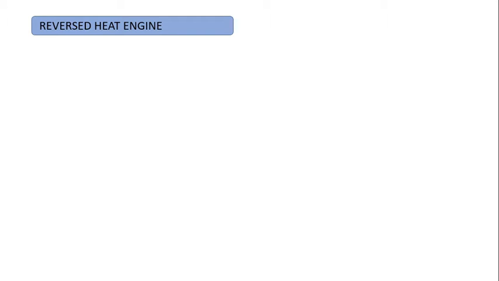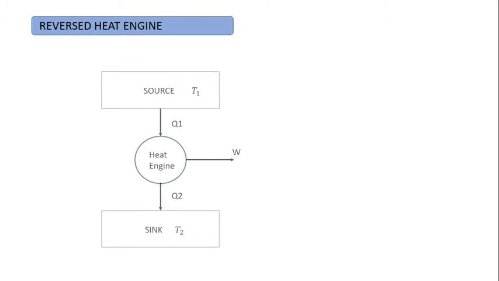So our next topic is the reversed heat engine, or a reversible heat engine. In the previous class, I discussed with you the basic structure of a heat engine, in which the heat engine receives some quantity of heat from a higher temperature body and delivers some quantity of work by ejecting some quantity of heat at the lower temperature body. So in this picture, the heat engine receives Q1 quantity of heat from the source, which is at T1 temperature, and delivers W quantity of work by rejecting Q2 quantity of heat to the sink, which is at T2 temperature.